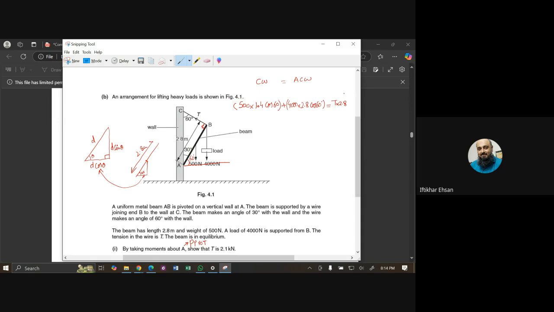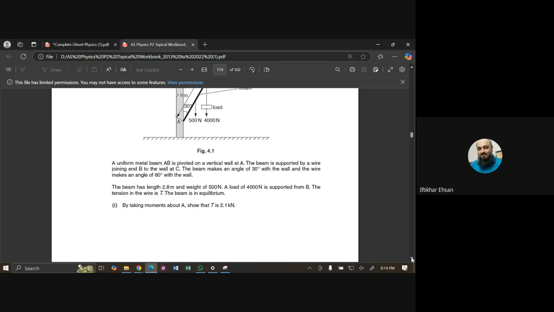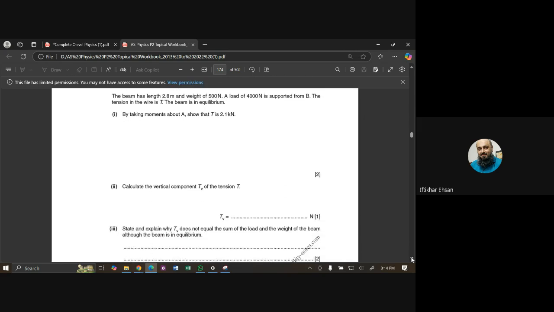Can you now calculate the value of T? Sarosh and Hassan, will you understand? Yes. Yes, sir. Okay. Now, this chapter is relatively easier than the previous one. What do you think? Yes, sir.